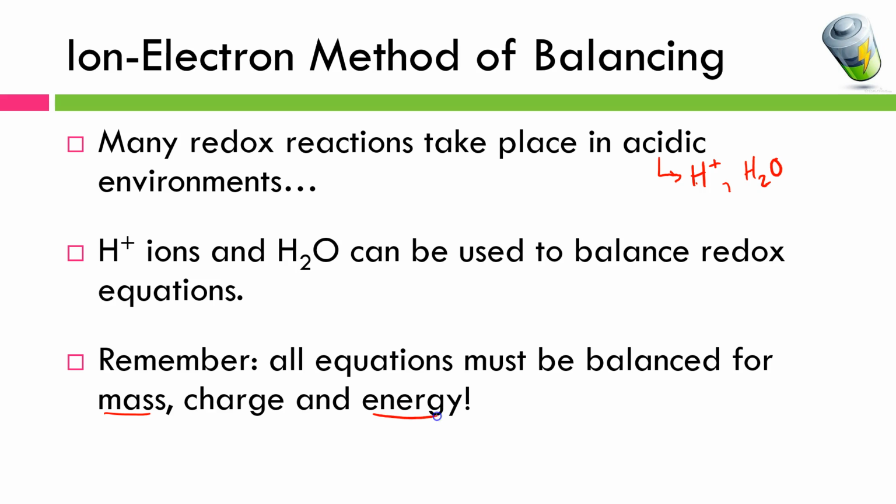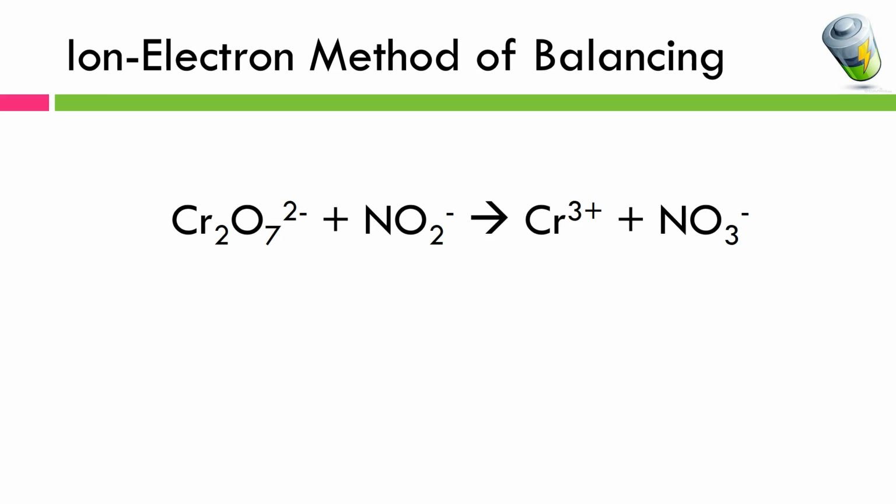We've looked at energy previously when we were talking about reactions being exothermic or endothermic. And more recently, we've been looking at charge. We know that in a redox reaction, electrons are lost by one substance and gained by another. So we're able to add electrons to our reactions to make sure that they are balanced for charge as well. All right, so let's get into an opportunity to use the ion-electron method of balancing.